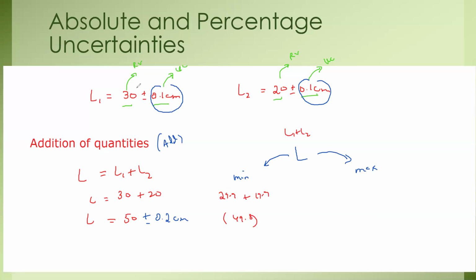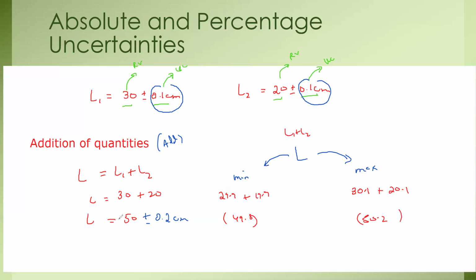What will be the maximum value of L? The maximum value of L is when L1 and L2 have the highest values. So what could be the highest value for L1? The highest value of L1 will be 30.1. And what is the highest value for L2? It will be 20.1. So when we add them, it will be 50.2.